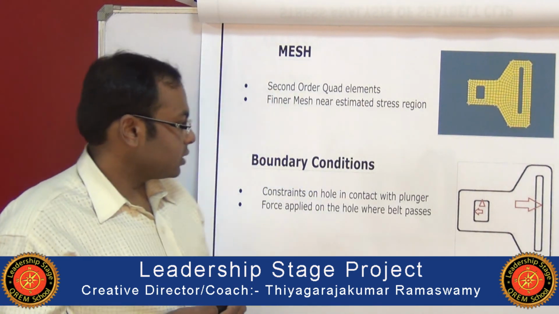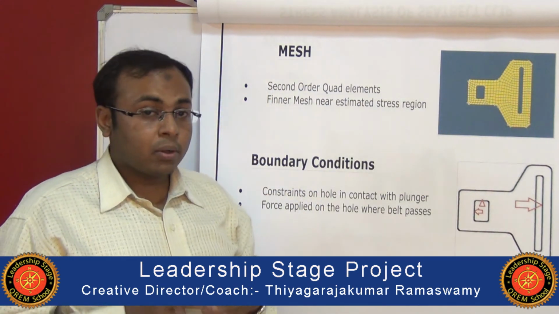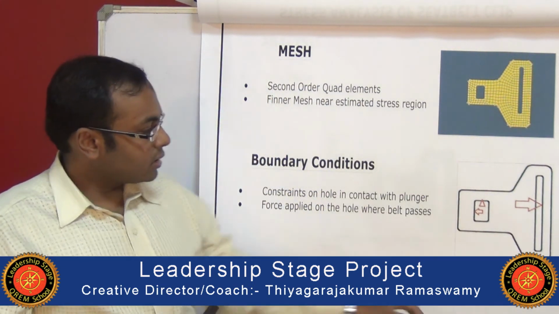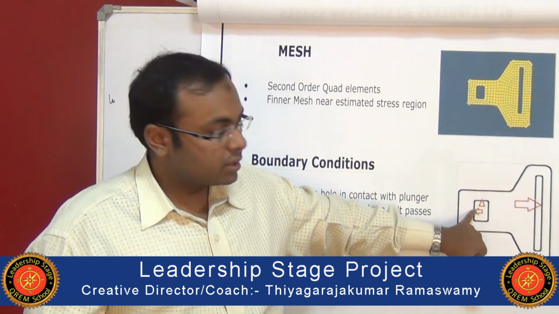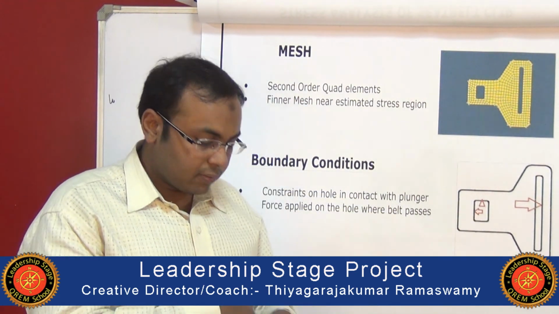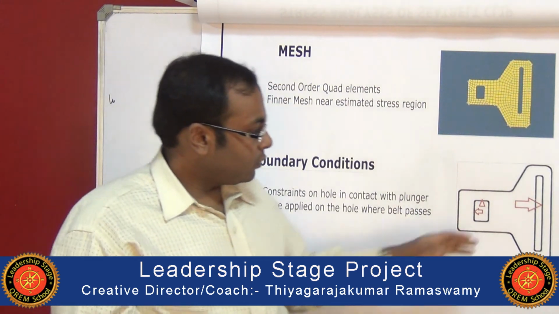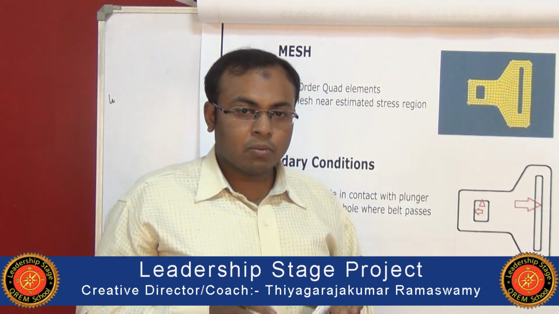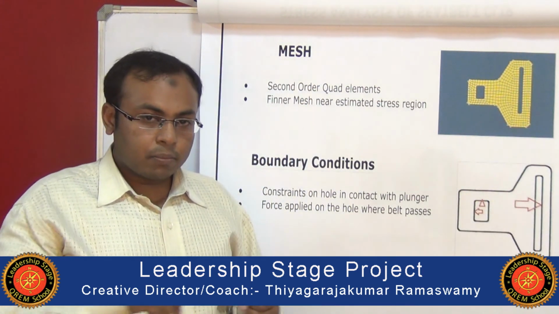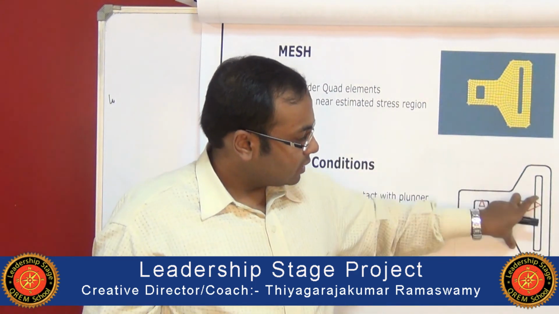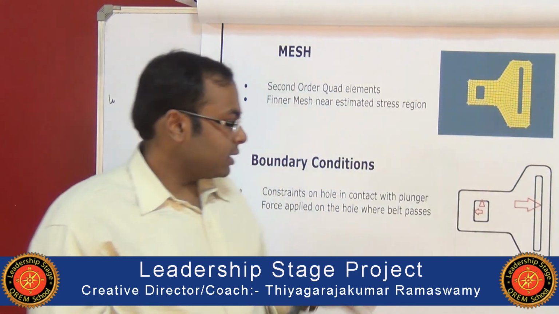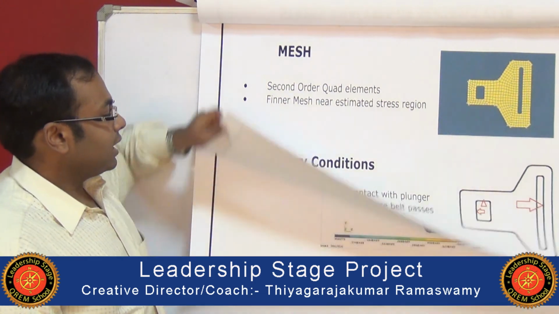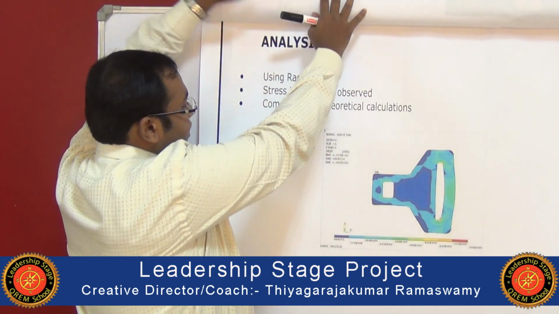Once the meshing was done, the boundary conditions were given as follows. The constraints were given at the small hole so that it doesn't move in either X or Y direction, as it fits into a plunger. The force was applied to the belt because even with a small jerk of the car, the belt pulls this part of the section and hence it tends to elongate. Once these boundary conditions were given, the analysis was run.